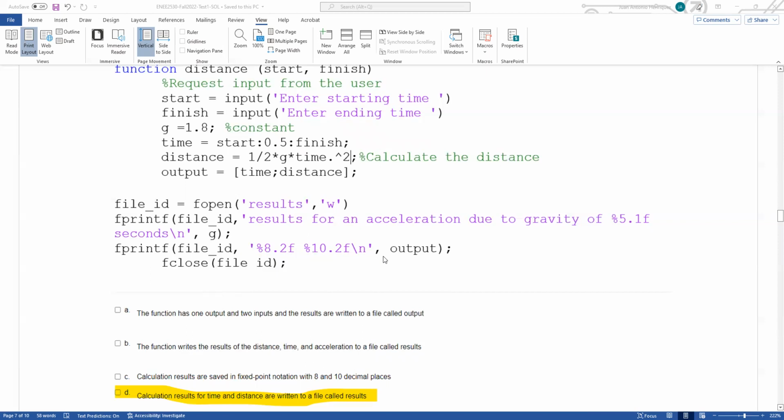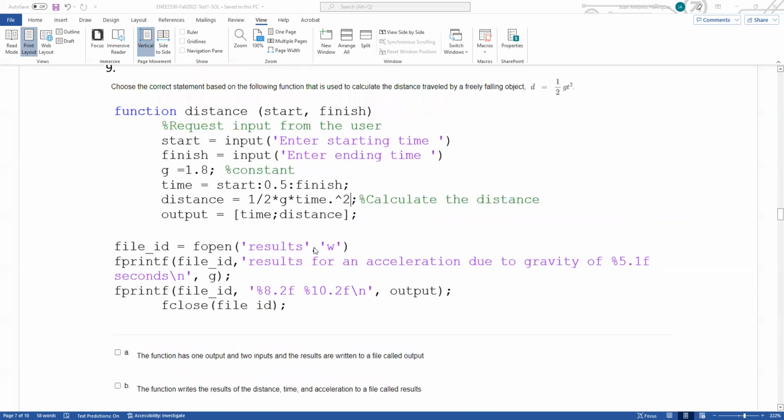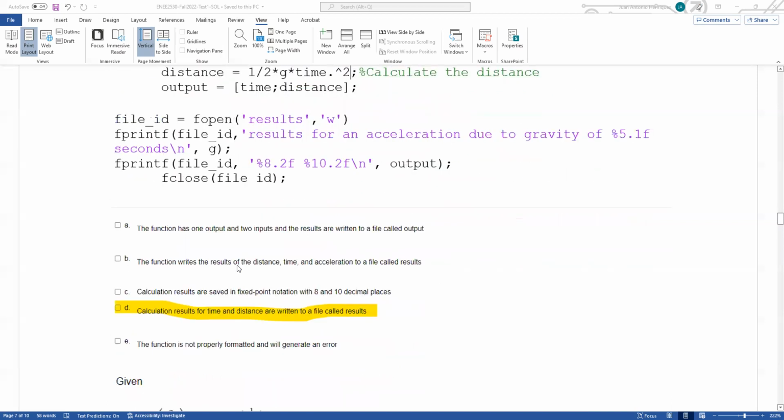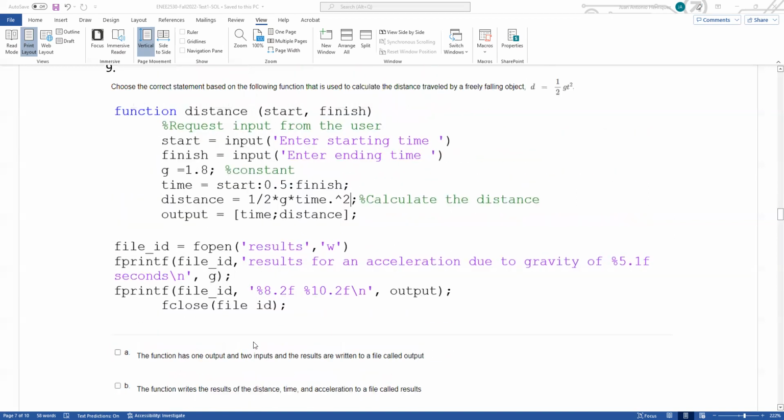And of course, your output, time and distance are the only variables that are changing. G is not changing, right? It's just a constant. And skipping to the last one, it says the function is not properly formatted and will generate an error. Well, the function's okay, it is properly formatted.